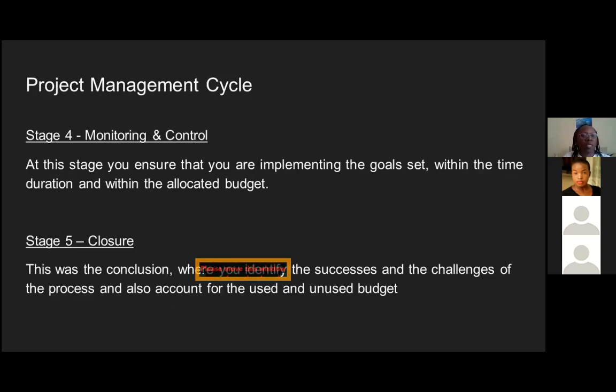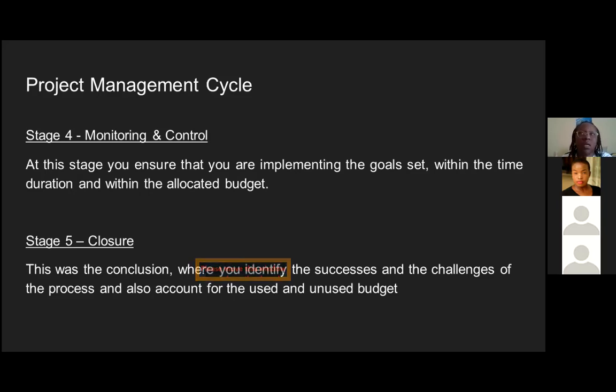And then, of course, we put M&E tools, so monitoring and control. At this stage, you ensure that you're implementing the goal set within the time duration and within the allocated budget. And this is where a lot of people struggle. So you find that in the middle of the project, you realize, oh, right now it is raining and I can't use a motorbike, yet the budget you had put is a motorbike budget. And then maybe you need to use a taxi. So even at the budgeting phase, it's very important for you to think about the different possibilities.